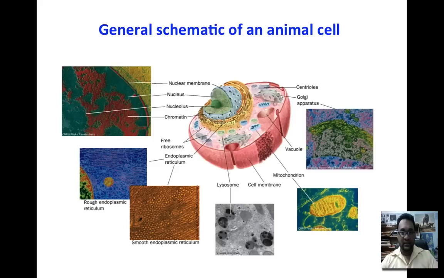So this here is a general schematic of an animal cell. As I said before, lysosomes are present in animal cells. They are not found in plant cells. Another organelle that is found in animal cells but not in plant cells would be centrioles. So you have centrioles and lysosomes that are present in animal cells, but they are not seen in plant cells. All right.